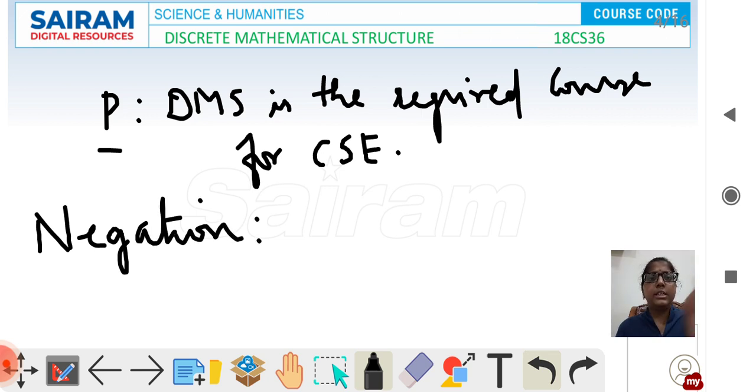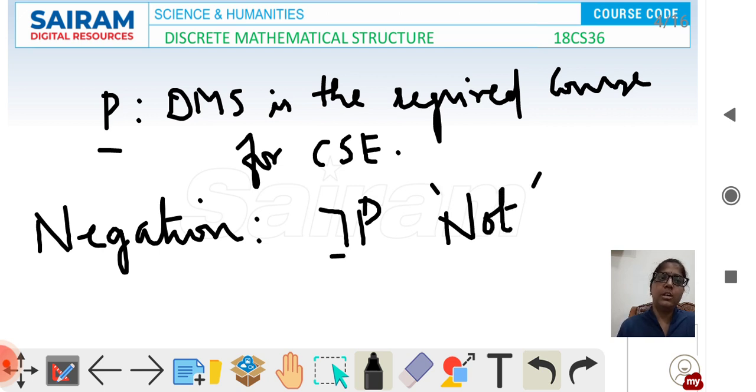We are given the statement P. What is the negation? It is negation P. What connective word will you use? It is "not". The symbolic representation is this one, okay? So the first one is "not". If the statement is true, then negation P will become false. If the statement is false, then the negation of the statement will become a true statement. This is the first connective.